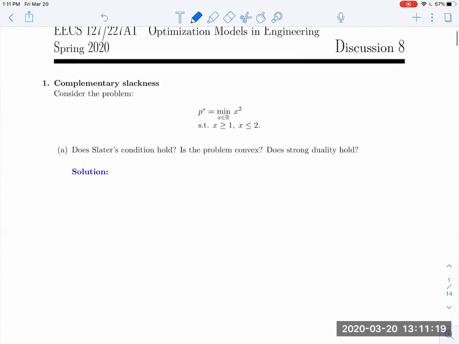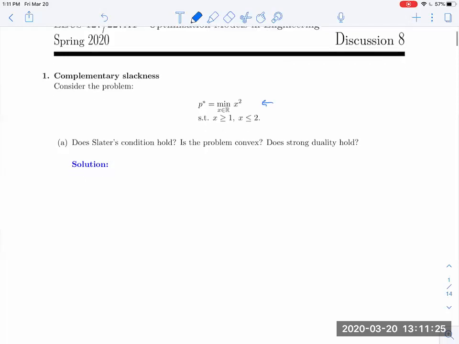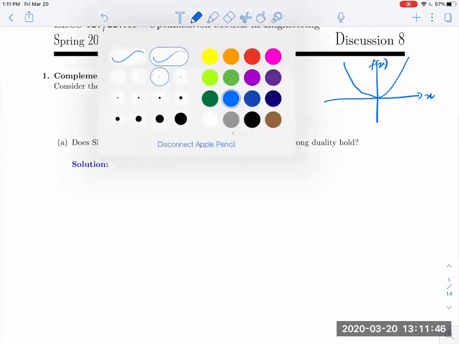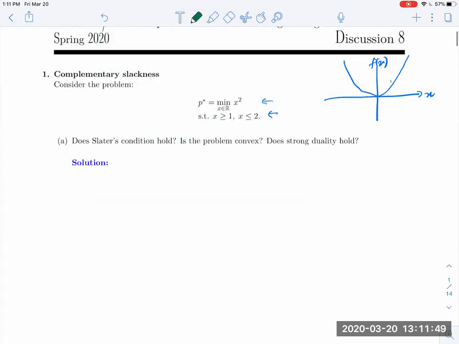So let's begin with the first problem. This problem considers the objective function. This is the objective function, x squared. If you want to draw this, you can draw this on your axis: this is my x, this is my f of x. And here you have the constraints: x greater than or equal to 1 and x less than or equal to 2. So this is the region, x greater than or equal to 1, x less than or equal to 2. This is the feasible region. The objective is to minimize x squared subject to these constraints.